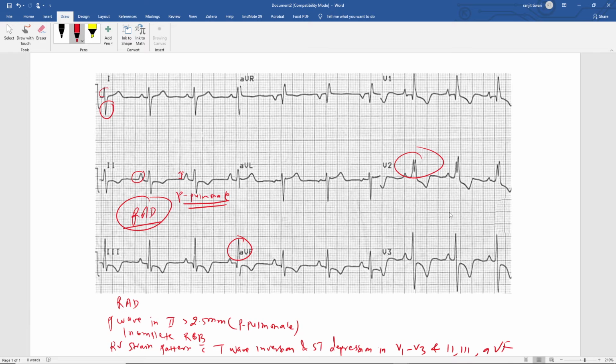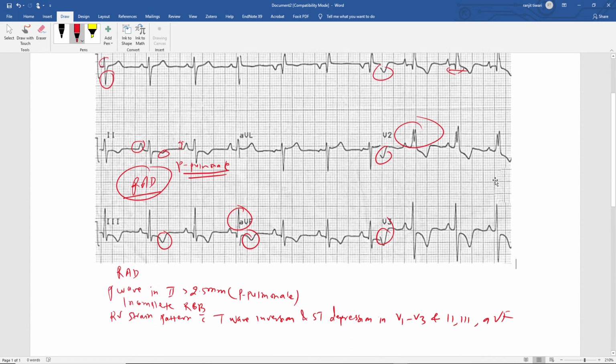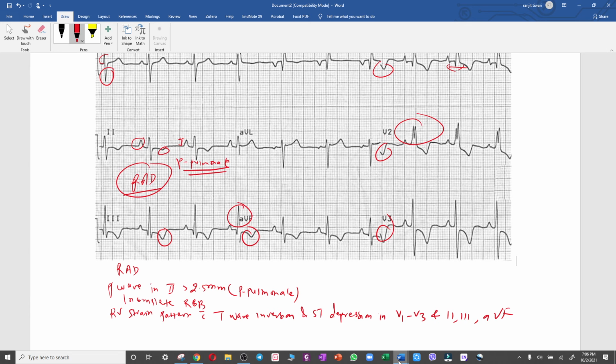And you can see an incomplete right bundle branch block, with an M pattern in V2 and a wide QRS. There is also a right ventricular strain pattern, with T wave inversion and ST depression in V1, V2, V3. Here also there is T wave inversion in II, III and aVF. So ST depression and T wave inversion are a strain pattern, and these also suggest right ventricular hypertrophy.